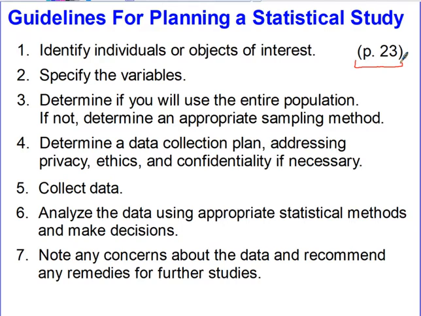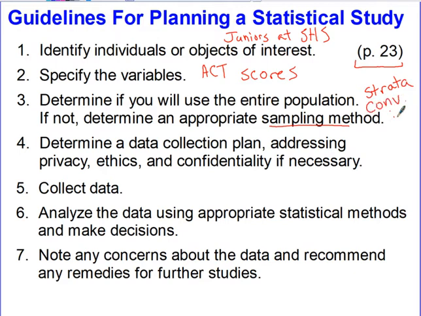But I'm going to think of this as a teacher. I would identify the individuals or objects of interest, maybe juniors at Cheyenne High School. The specific variable I'm looking at is going to be ACT scores. I'm going to determine whether or not I'm using an entire population, which probably isn't going to happen, and I'm going to have to pick my sampling methods. So this might be stratified, or convenience. What kind of sampling method am I going to do?